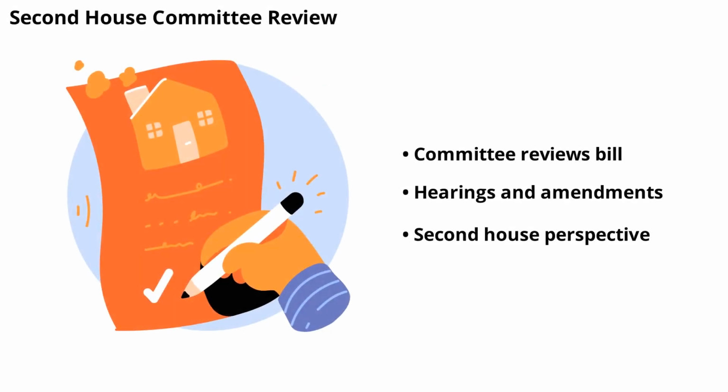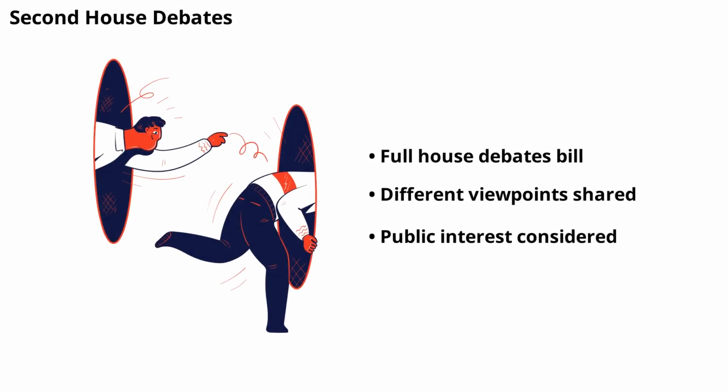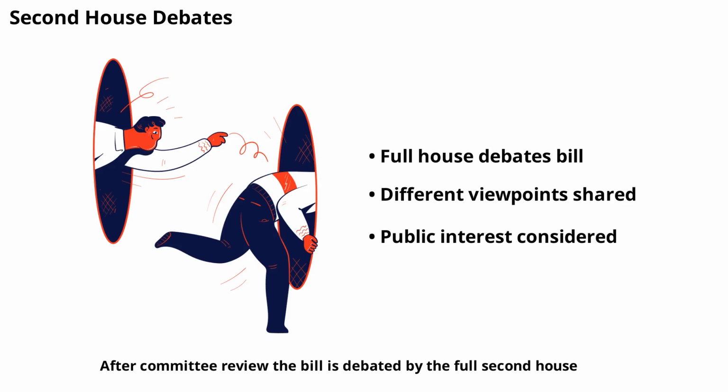In the second house, the bill is once again assigned to a relevant committee. The committee reviews the bill, holds hearings, and may suggest amendments. This stage allows the second house to bring its perspective and expertise to the proposed law, ensuring a thorough and balanced review. After committee review, the bill is debated by the full second house.